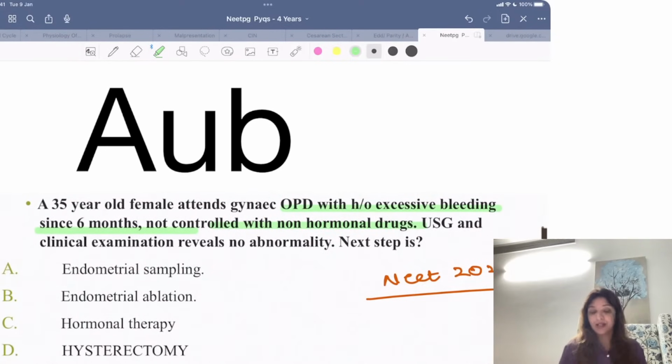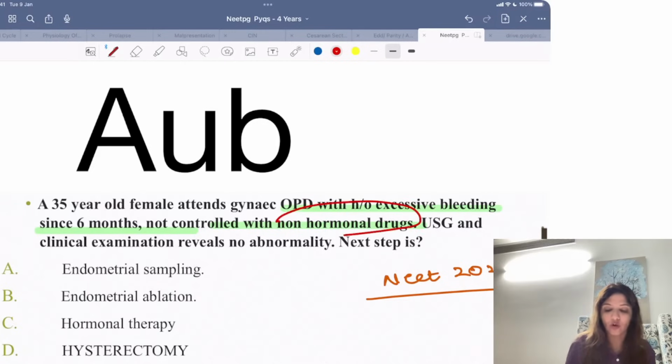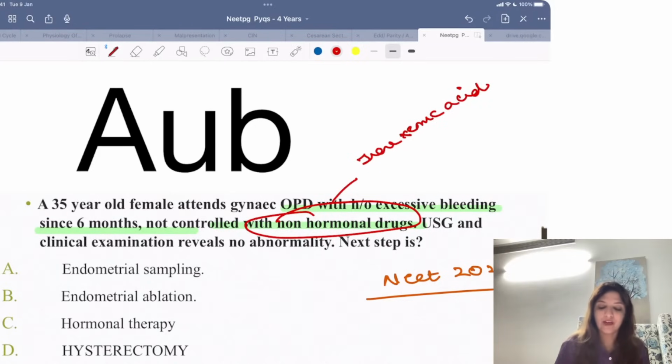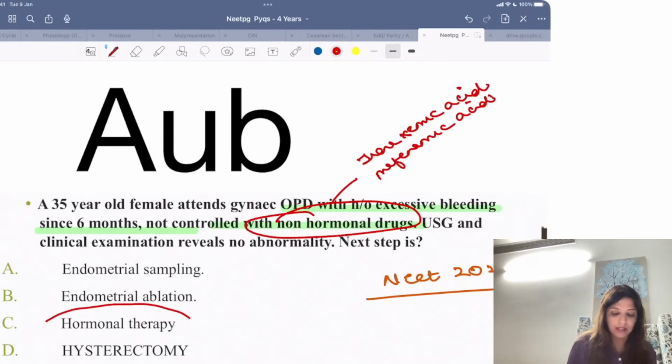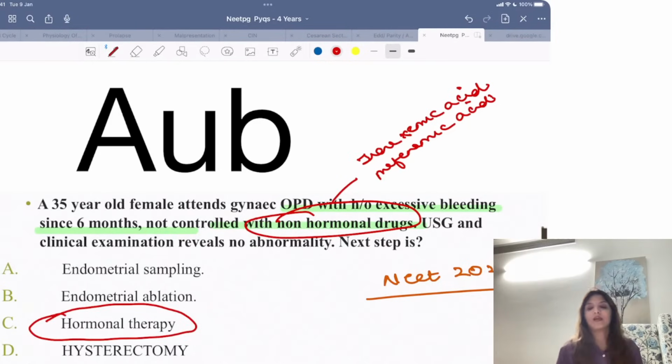Now, please understand. There are two things. The thing to note here is that the question is saying that she was given non-hormonal drugs and the bleeding is not stopping. So if you have given her non-hormonal drugs like tranexamic acid or mefenamic acid and the bleeding did not stop, first you have to give her hormonal drugs. And so my answer is going to be hormonal drugs.